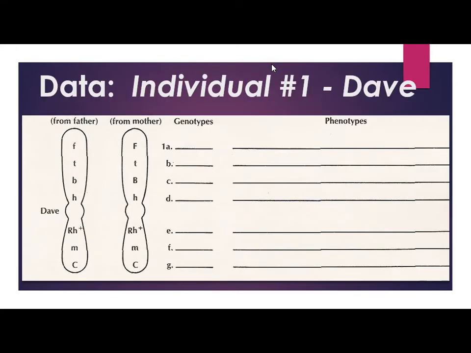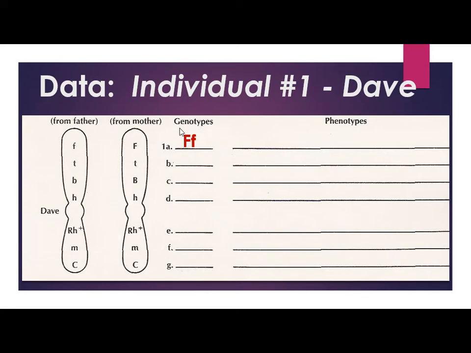So the first person we're going to look at is Dave. From Dave's father, he inherited a lowercase f, and from the mother, he inherited a capital F. When you write out the genotype, you frequently write the capital letter first. So it would look like this: capital F, lowercase f. The capital came from the mom, the lowercase came from the dad, but you typically write the capital first. So what is the phenotype of this kid? What type of skin will he have, freckled or unfreckled?